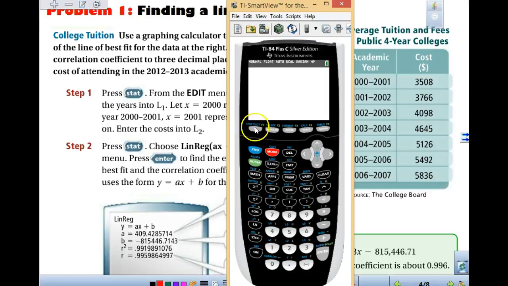The first one is up above the y equals. What word do you see? Stat plot. We're going to be plotting statistics today. So what I need you to do right now to get to that, we have to hit the second. So I see my up arrow. And then I'm going to hit y equals.